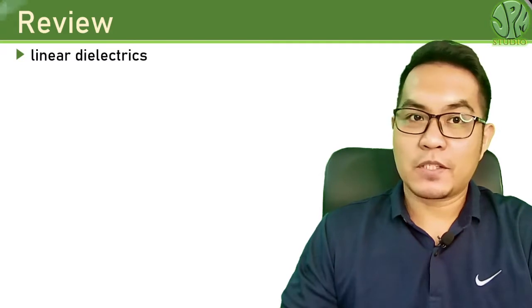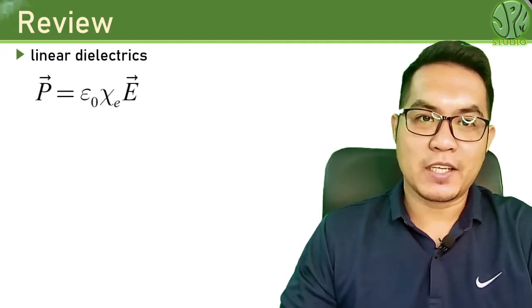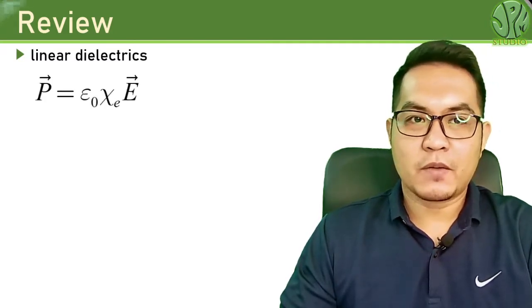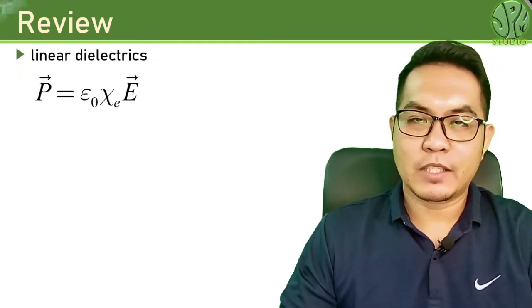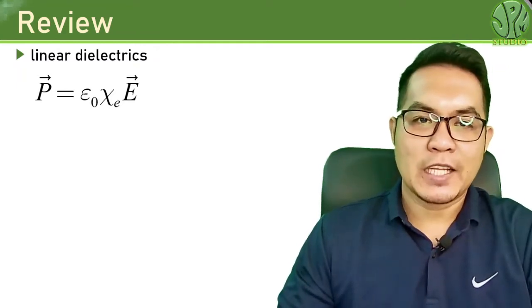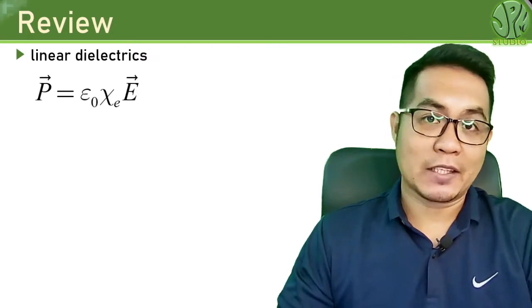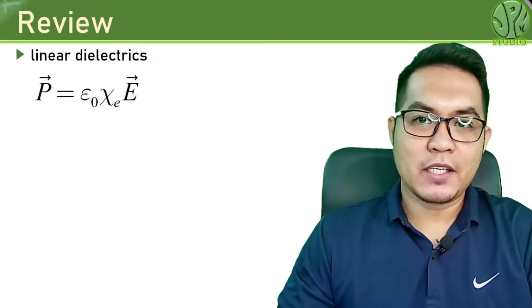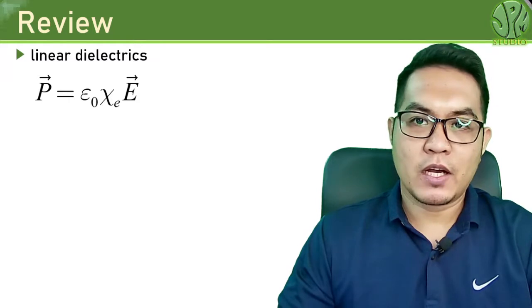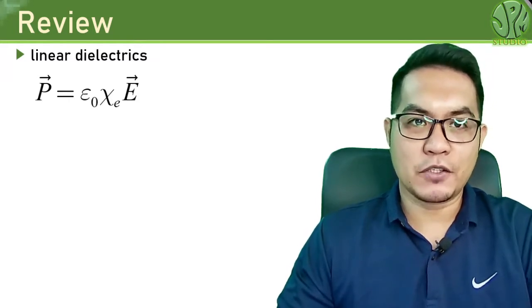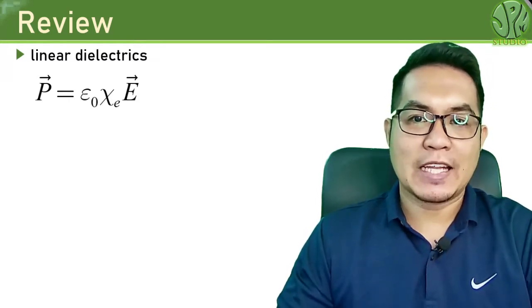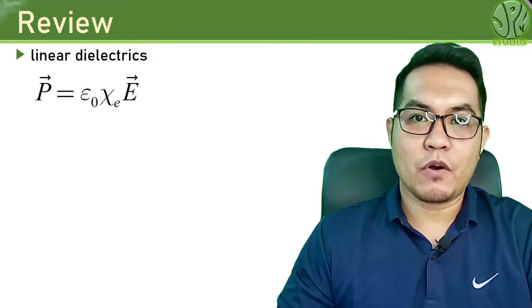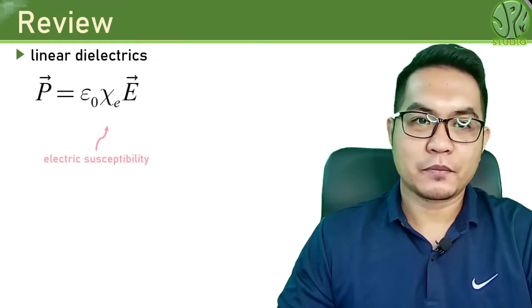So let us first review some concepts before we proceed with this lesson. In electrostatics, we discussed linear dielectrics, wherein we discussed the linear relationship between the polarization and the electric field. In the same manner, in this lesson, we will also present the linear relationship between the magnetization and the auxiliary field and the magnetic field.